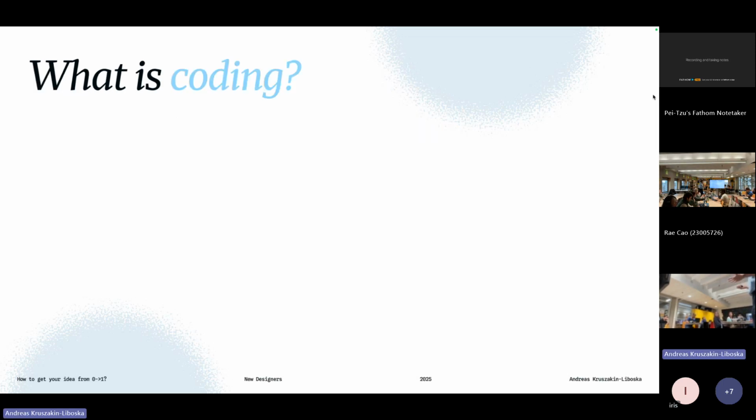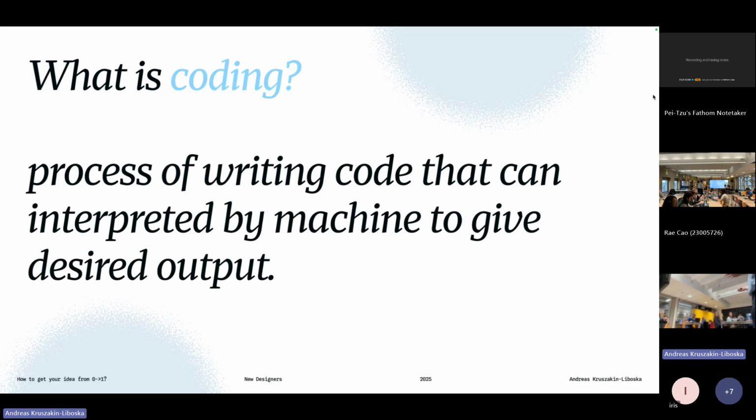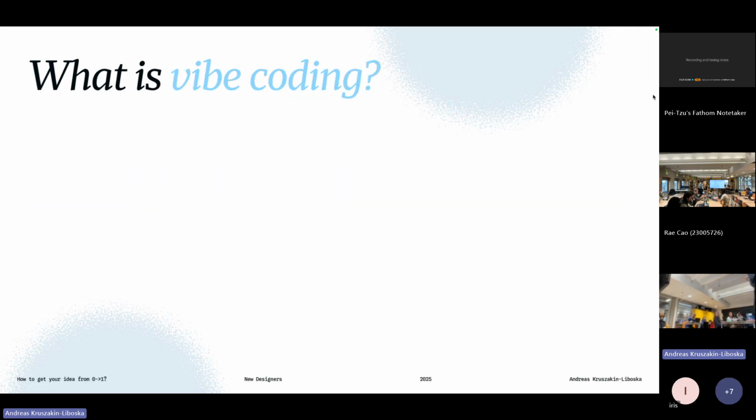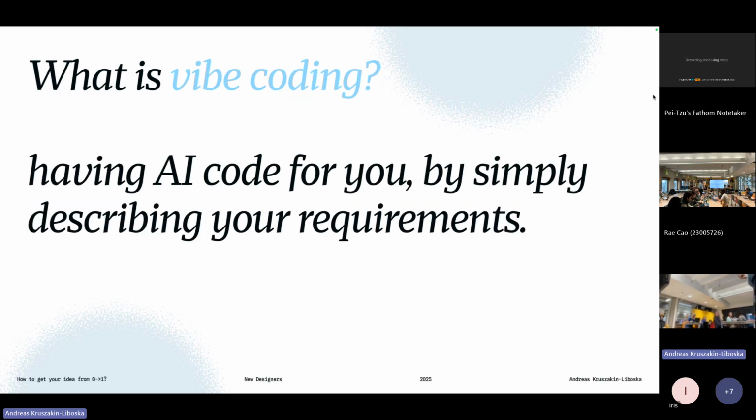So what is coding? Well, of course, coding is the process of writing code that can be interpreted by a machine to give a desired output. Really nice definition, thank you. And vibe coding is having AI code for you, or simply describing your requirements. So basically like telling a developer, but maybe sometimes easier to understand than just talking to the developer, if the developer is not experienced, of course.